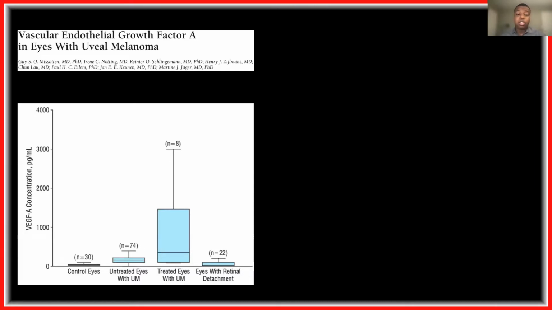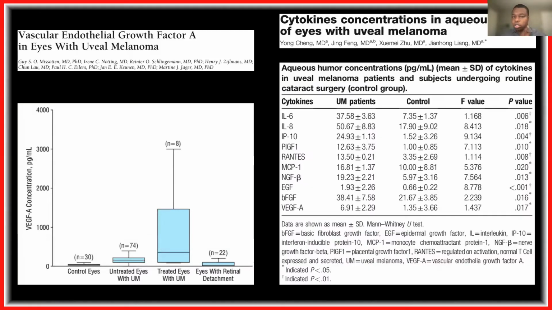However, in patients with untreated melanoma, there was quite a bit of VEGF, and even more so in patients that had treated uveal melanoma. So it seems that the effect of the radiation and possibly some inflammation from the tumor afterwards increased the amount of VEGF that was present. And so we know that VEGF plays a large role.